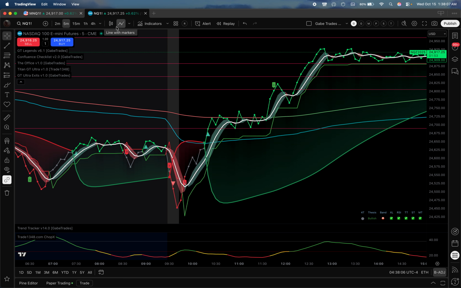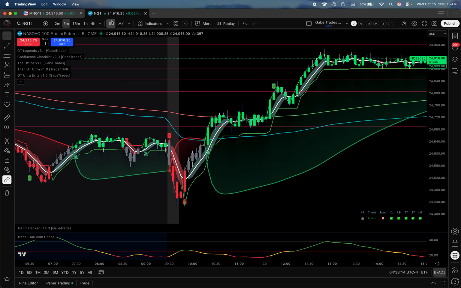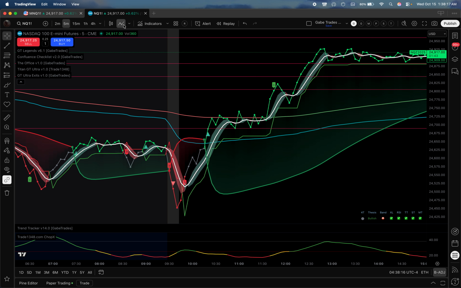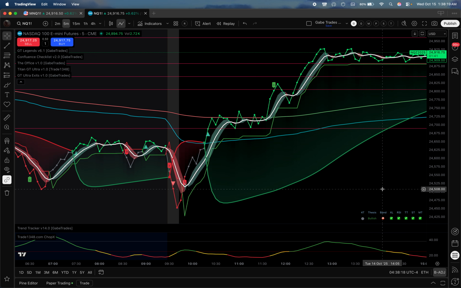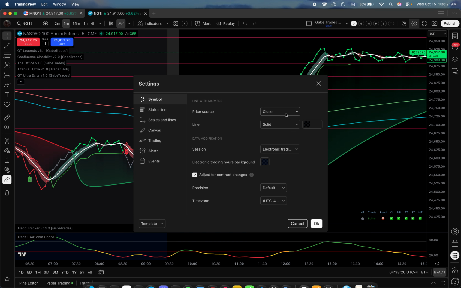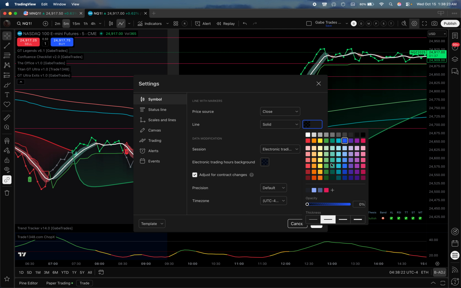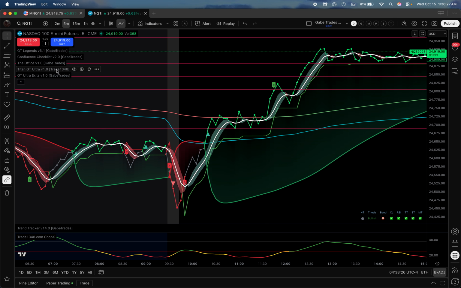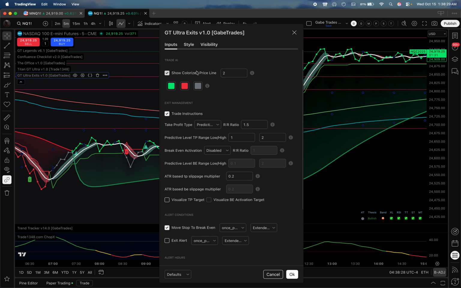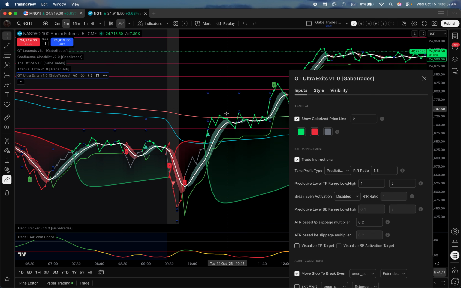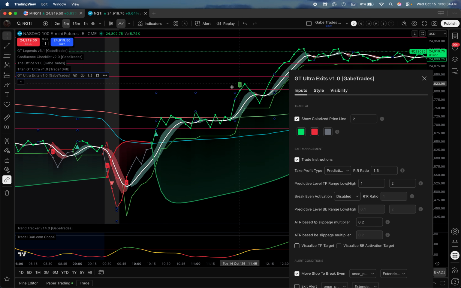To set up the colorized price line, it is set up on the line with markers chart. So if you want to see the candles at any time, you can simply click on the candles chart and this will also show you the candles. On the line with markers chart, I've gone into the settings, into symbol, and I've turned down the line opacity to 0. And I've enabled the show colorized price line.